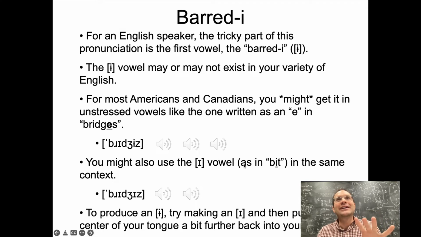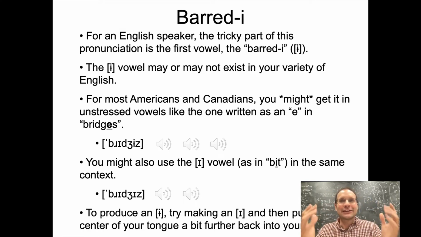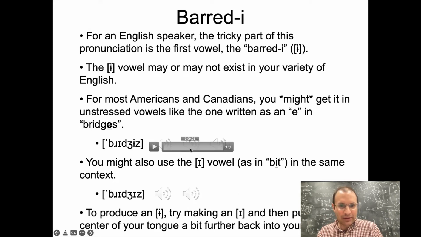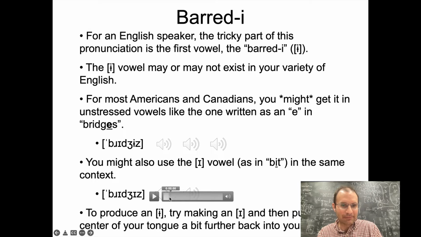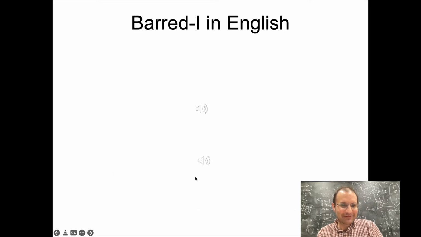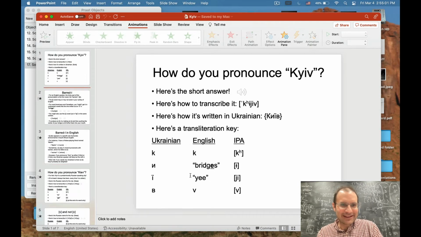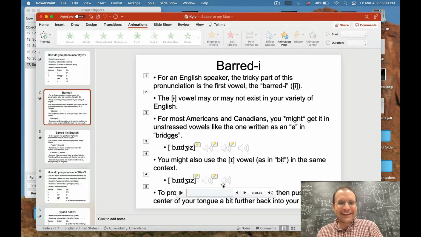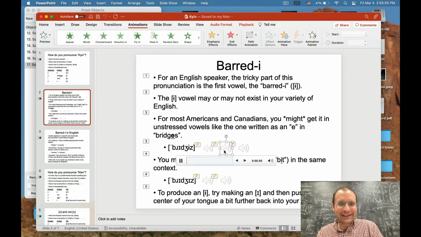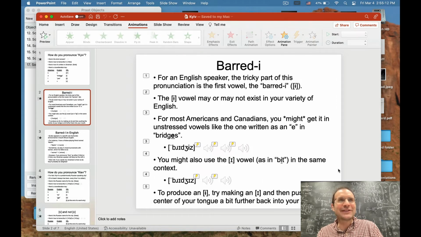Usually the hard part is not producing it in isolation, but in a sequence of segments like in Kyiv, something like that. So, sorry, try that again. Go back here. A little bit further back.